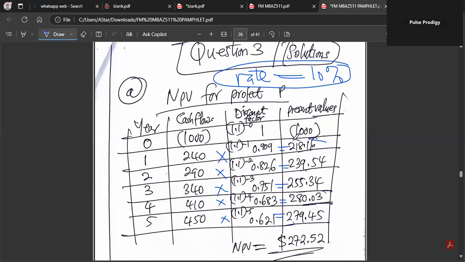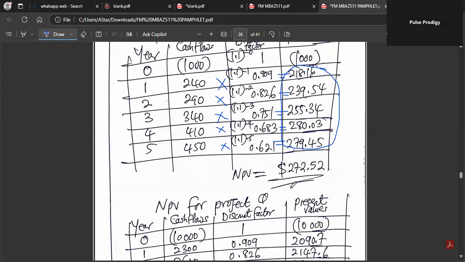So you add all these values, minus how much you invested. So we're getting the NPV is 272.52, right? The sum of the present values minus the initial investment in the project. So it's giving us 272.52. You add these ones here minus how much you invested. Is that okay with you?